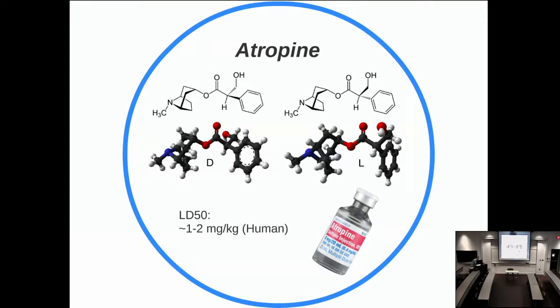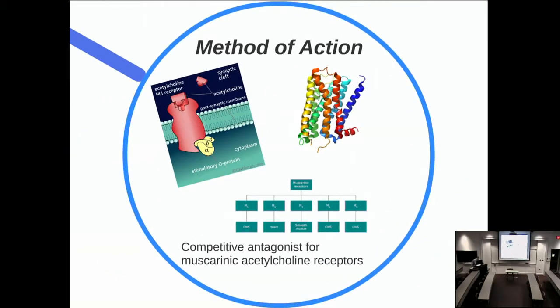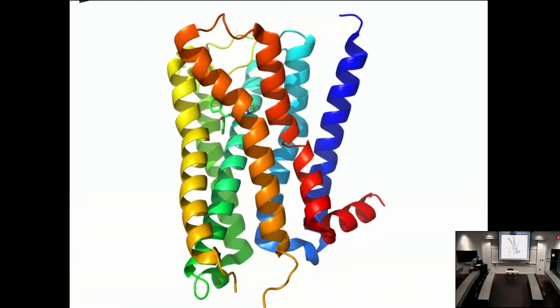In general, this was reacted with an acid, and so it would form a salt, and then that salt would easily dissolve in water. So that bottle is actually atropine sulfate. It had been reacted with sulfuric acid. So how does atropine work? Well, it's going to interact with a receptor. In this case, it's called a muscarinic acetylcholine receptor. That means the receptor is sensitive to both acetylcholine molecules as well as muscarine molecules.